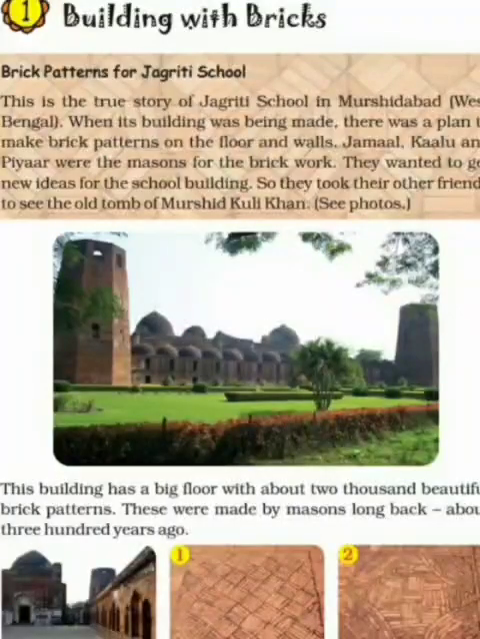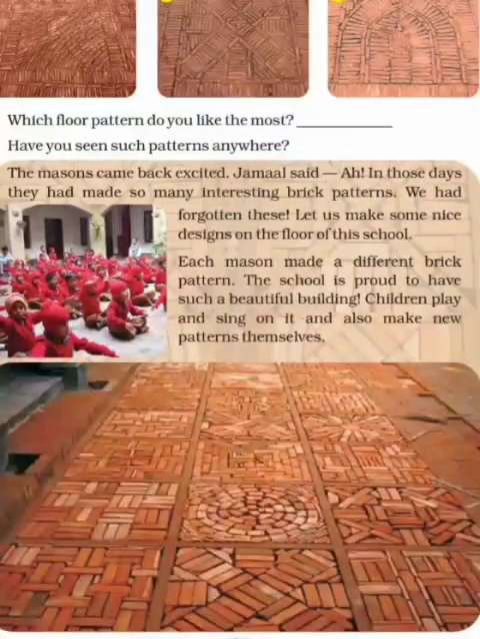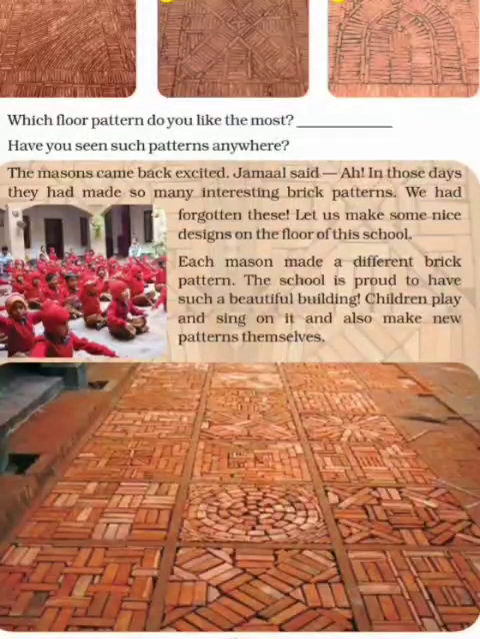Now turn to page number 1. This is Jagriti's story. Her school is in Murshidabad, West Bengal. When the building was being made, the masons planned to make the brick patterns for the walls and the floor. So they went to see Murshid Quli Khan's tomb. In page number 1 and 2, you can see 5 floor patterns.